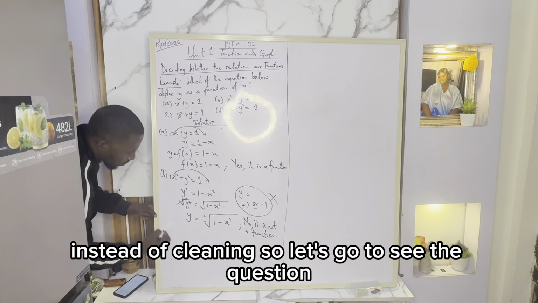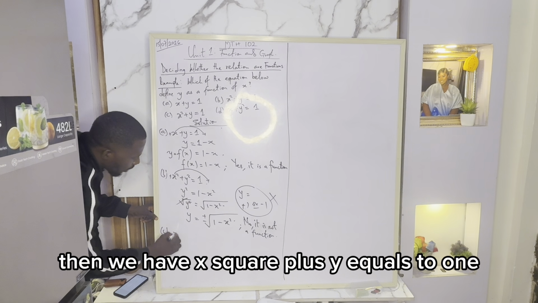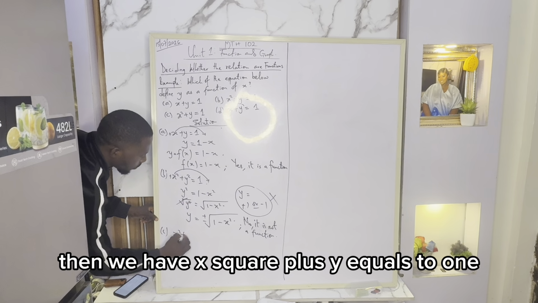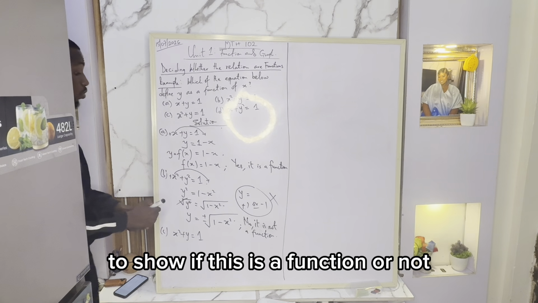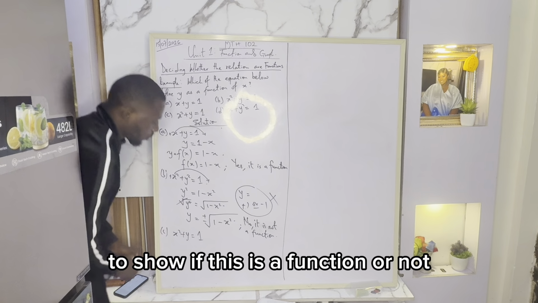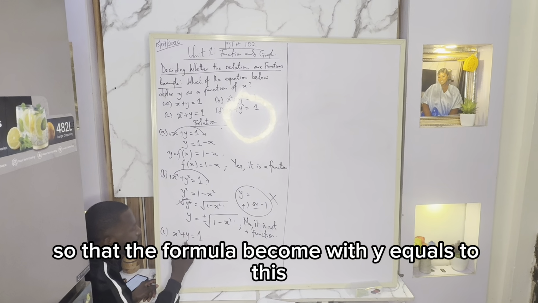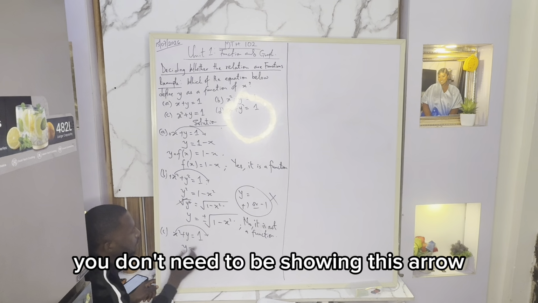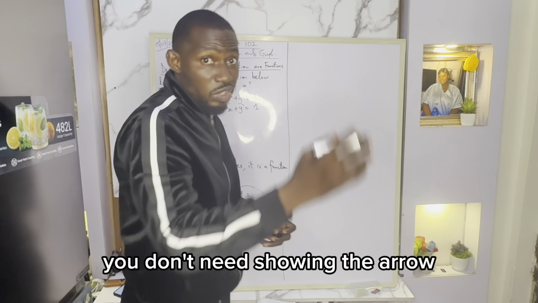So let's go to C. The question C, what do we have there? We have x squared plus y equals to 1. And we are asked to show if it is a function or not. Now, the normal thing we do, make y subject of formula, it becomes y equals to this x squared travel to this side. You don't need to be showing this arrow. I'm only showing this so that we can understand. You don't need showing the arrow.